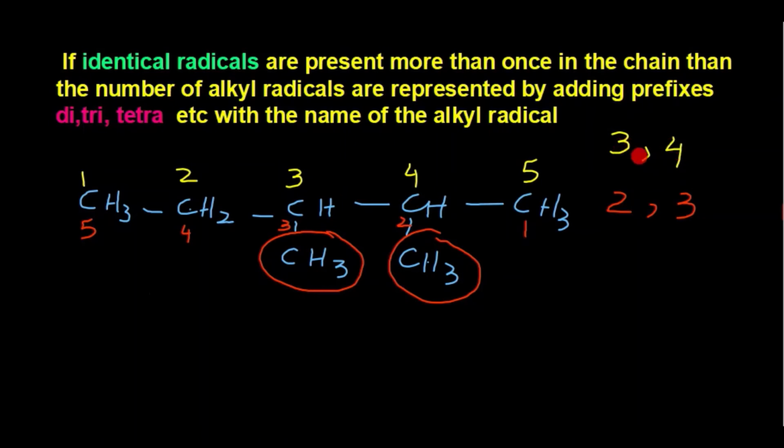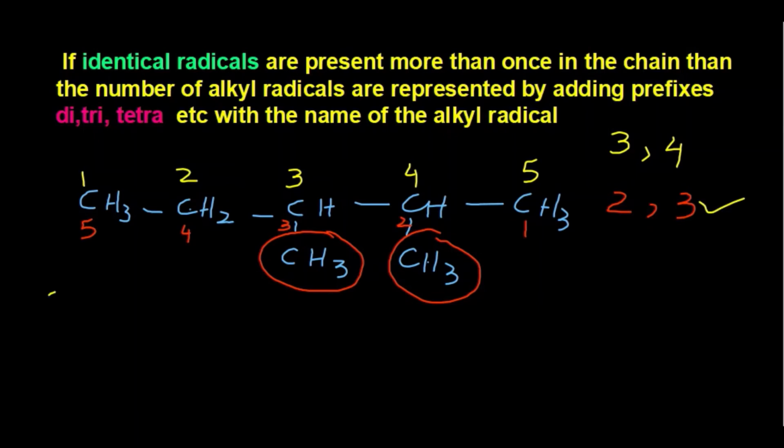Now compare these numbers, 3, 4, 2, 3. Which are the lower numbers? Obviously 2, 3 are the lower numbers. So this is the correct way of numbering. We do the numbering from the right side. So what is the correct way of numbering, students? That is, we do the numbering from the right hand side. This is the correct way.